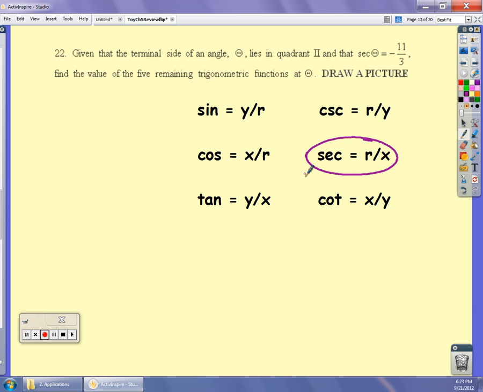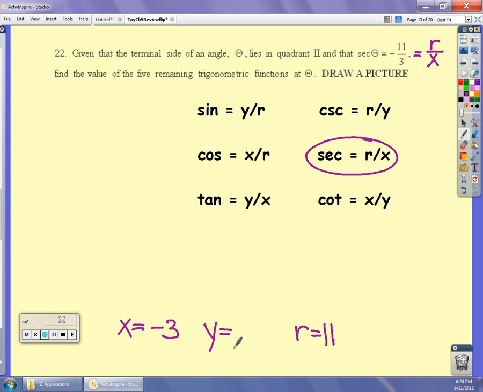If the secant is negative 11 over 3, and that is equal to r over x, then notice that we have identified x is negative 3, y we don't know, but r is positive 11. Now, why did we make the 3 negative and not the 11? Because the radius can't be negative.